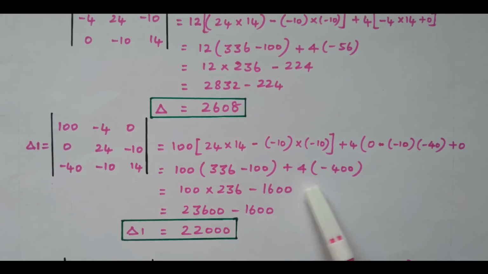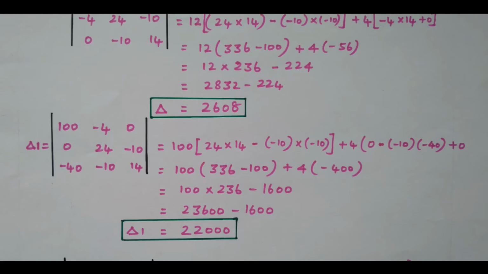100 plus 4 into this is 0. So here 10 into 40 is 400, but the 3 negatives are there, so finally we'll get negative only, so minus 400. So 100 into 336 minus 100 is 236. 4 into minus 400 is minus 1600. So this 100 into 236 is 23,600 minus 1600. By subtracting these two, what did we get? 22,000. The delta 1 value is 22,000.